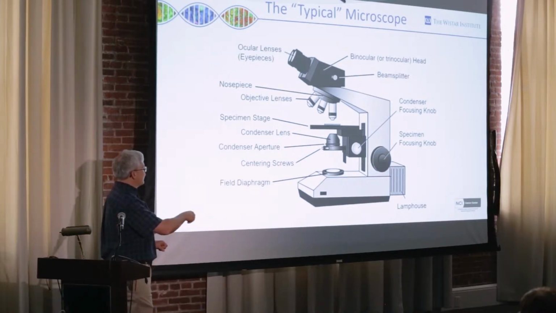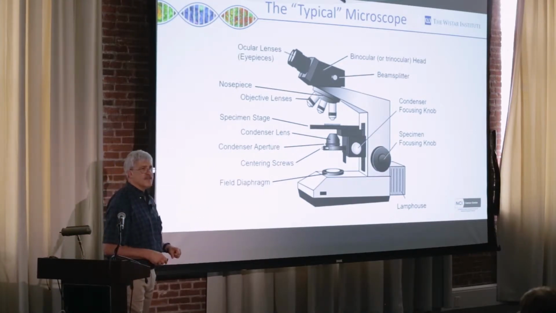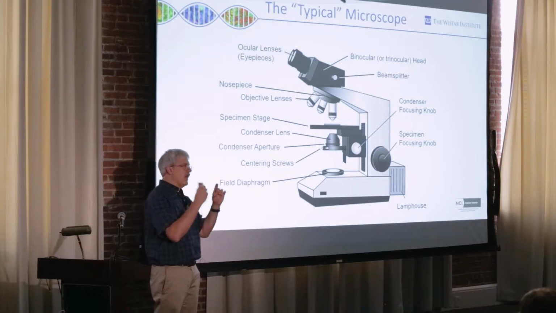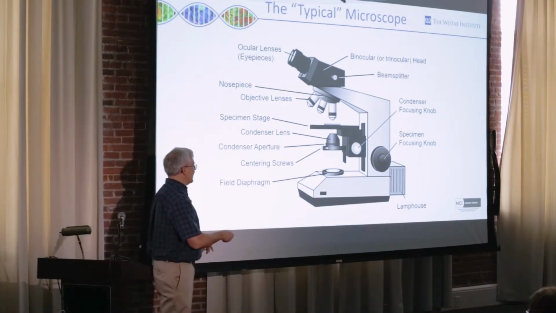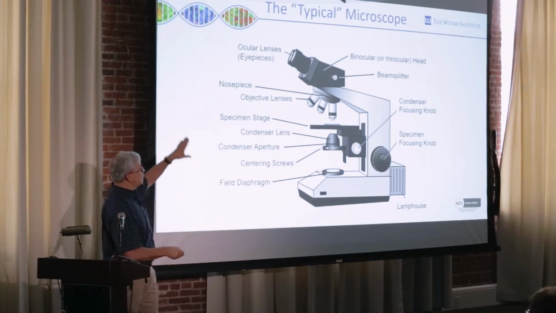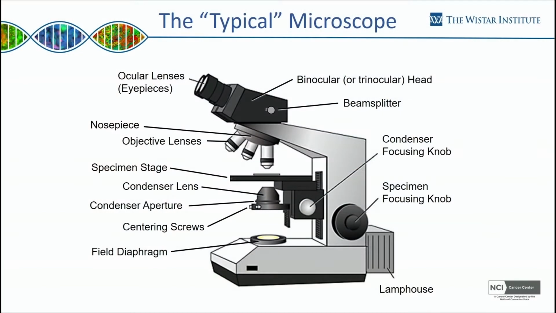At the bottom, you've got your field diaphragm. And the field diaphragm, again, is another aperture iris that opens and closes, and we're going to use that. There's going to be a power button someplace, which brings our light in. So this is your basic upright, bright field kind of concept. All right, and we're going to build on this.